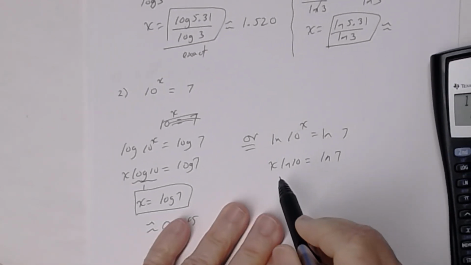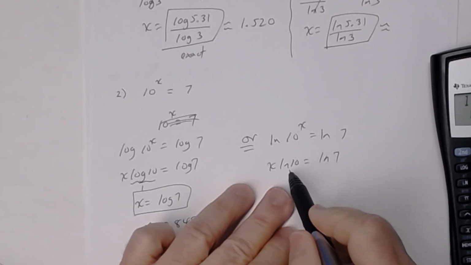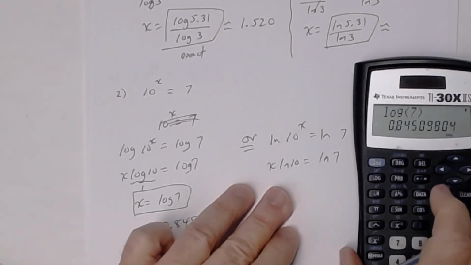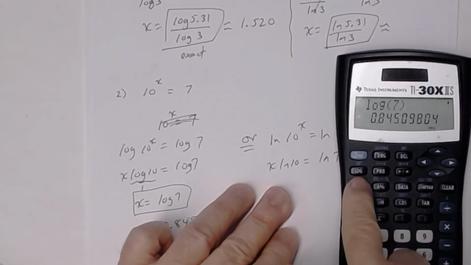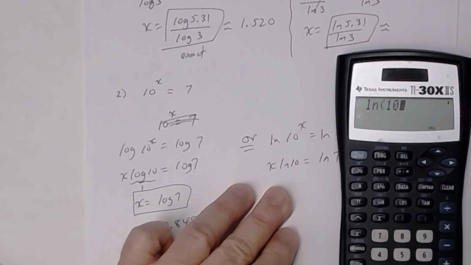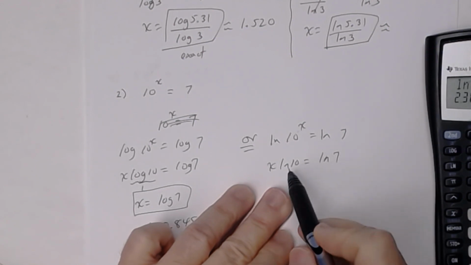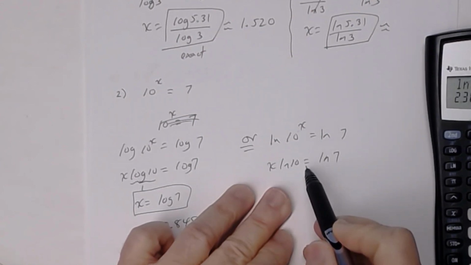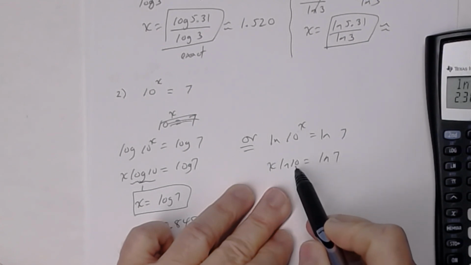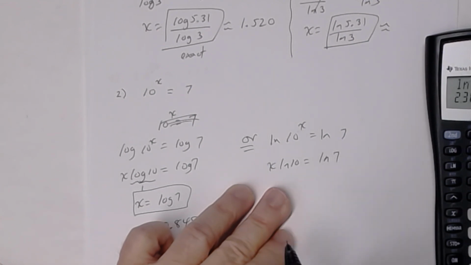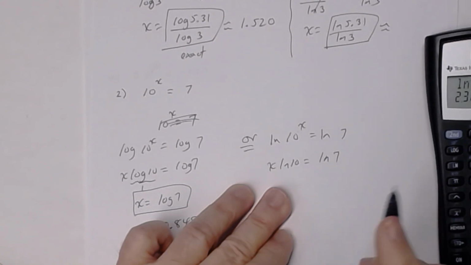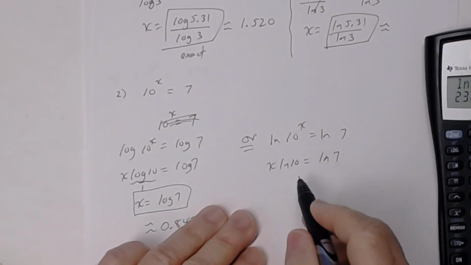All right, now be careful. Don't think the natural log of 10 is 1. That's not true. You can actually see that's not true, right? So the natural log of 10 is not 1. Because remember, the base right here is understood to be e. So e to the first power is not 10.